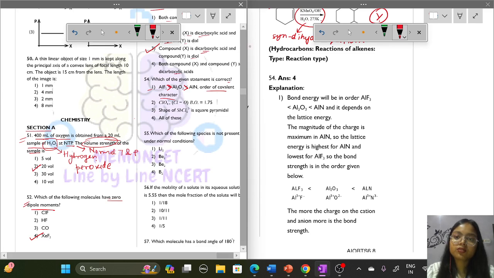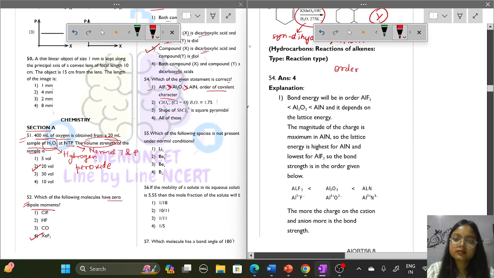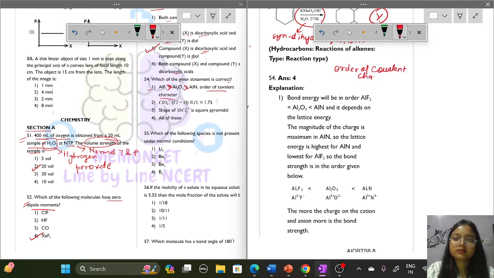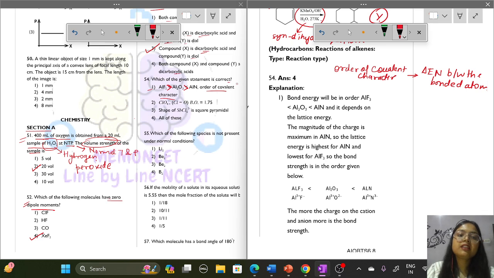So the order of covalent character is related to the electronegativity difference between the bonded atoms. So here we have to see which is the most electronegative atom, from AlF3, Al2O3 and AlN.